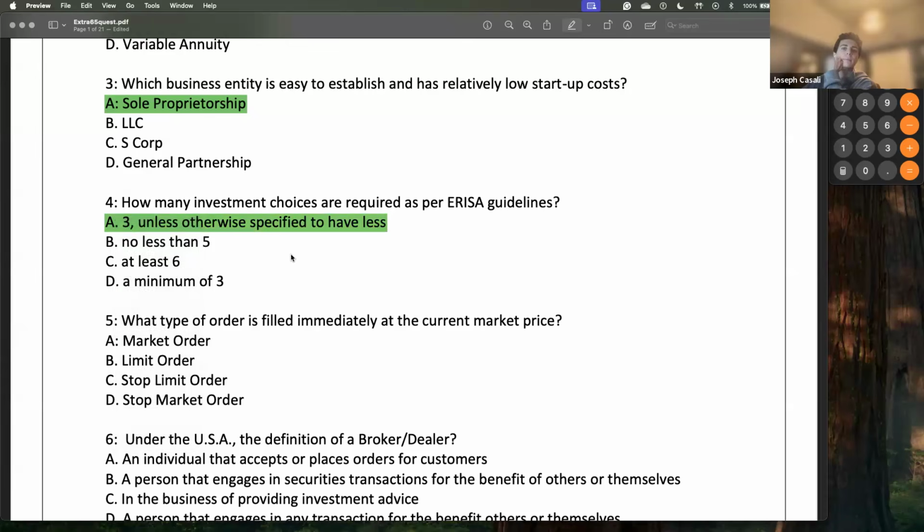So, how do we protect ourselves as fiduciaries under ERISA? There are several safe harbors. One is the three choices as a minimum. The other is if we immediately vest people, we won't have to worry about being top heavy, things like that. So you got it. It's three unless it was specified to have less. It's not actually specified to be less. It's a minimum of three.